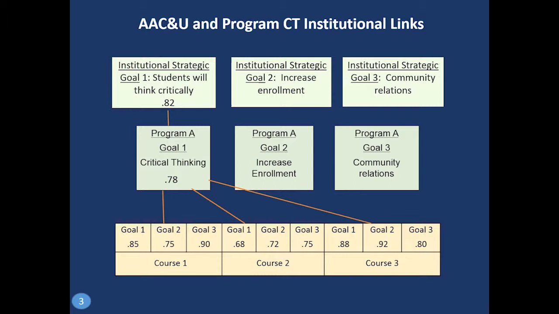So putting those values together, you can come up with a valid number, a valid value for critical thinking that this program can then report to the institutional level. And notice it changed from 78 to 82. That's because more than one program is going to be addressing goal 1 at the institutional level.